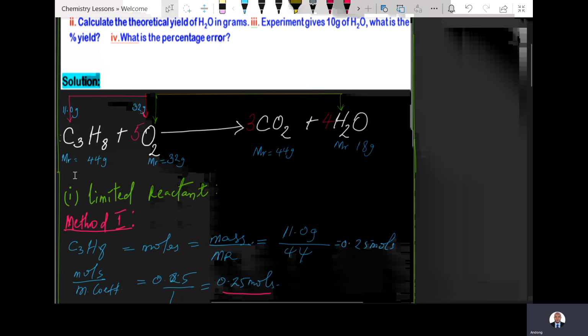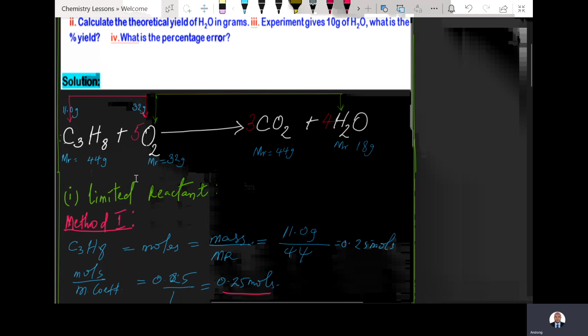The molar masses: the MRO of propane is 44 grams per mole. The MRO for oxygen is 32 grams per mole. The MRO for carbon dioxide is 44 grams per mole, and the MRO for water is 18 grams per mole. How do we determine which one is a limiting reagent? The first method: from the given masses, calculate the moles of the two reactants. Then each mole, you divide by its molar coefficient.